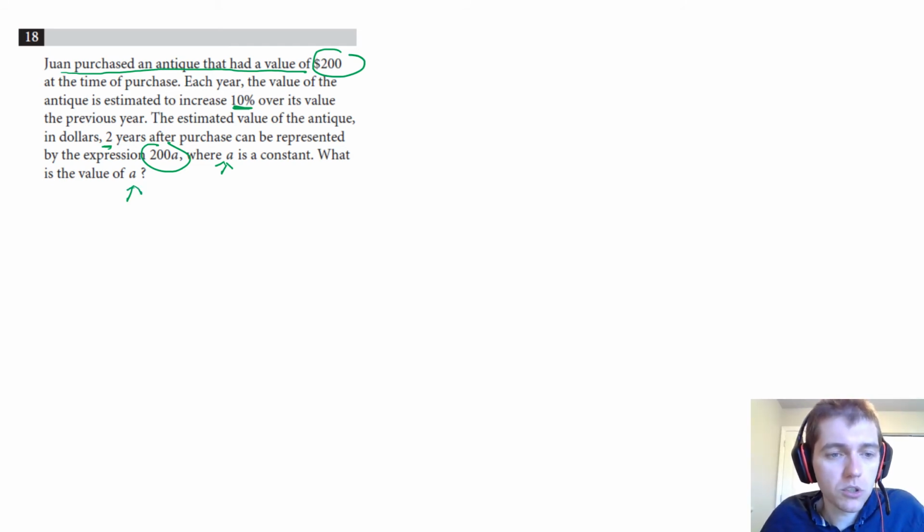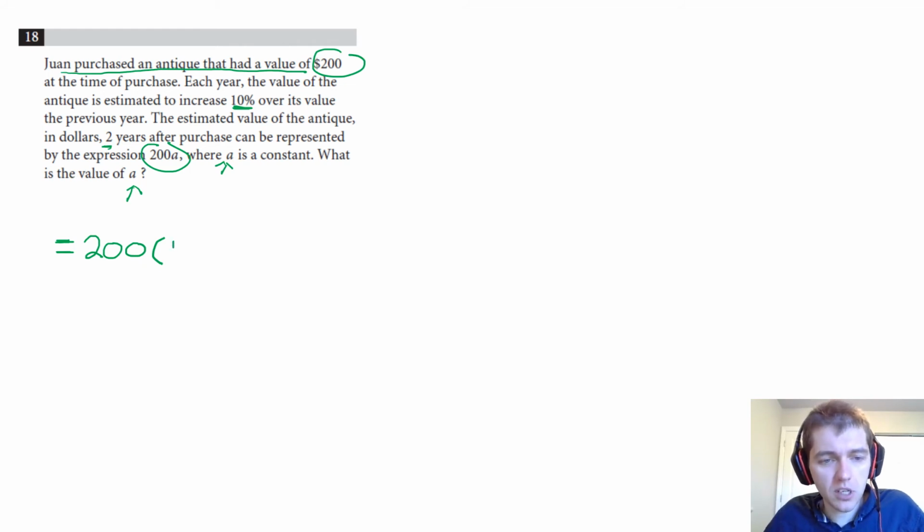Okay, so start by thinking about what the value would be after 1 year. That's a little easier to bite off than 2 years right off the bat. So you can start with the initial value is 200. And the multiple, think about if it didn't increase at all, the multiple would be 1. If the value doubled, the multiple would be 2. So from that logic, a 10% increase, you'd multiply by 1.1, right? The 0.1 being the 10% that it gained.